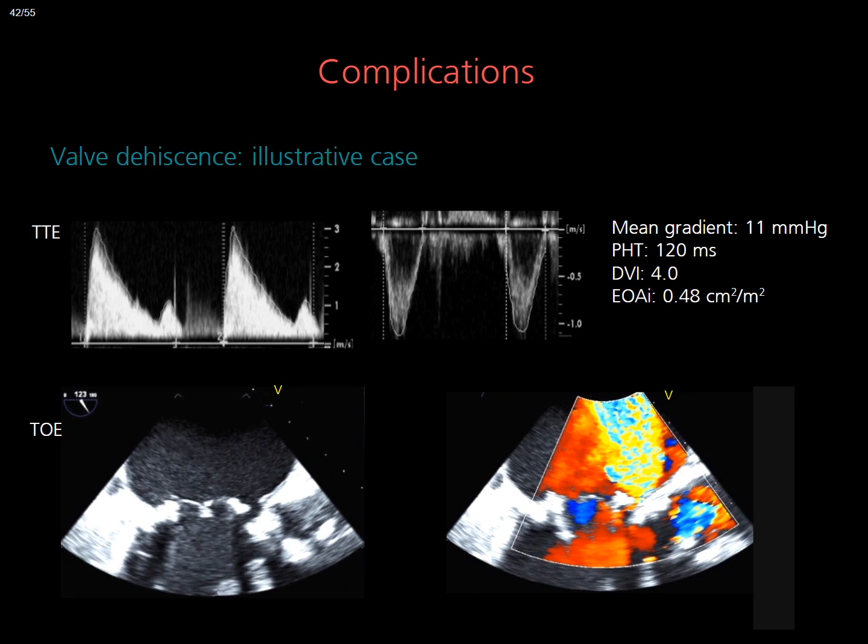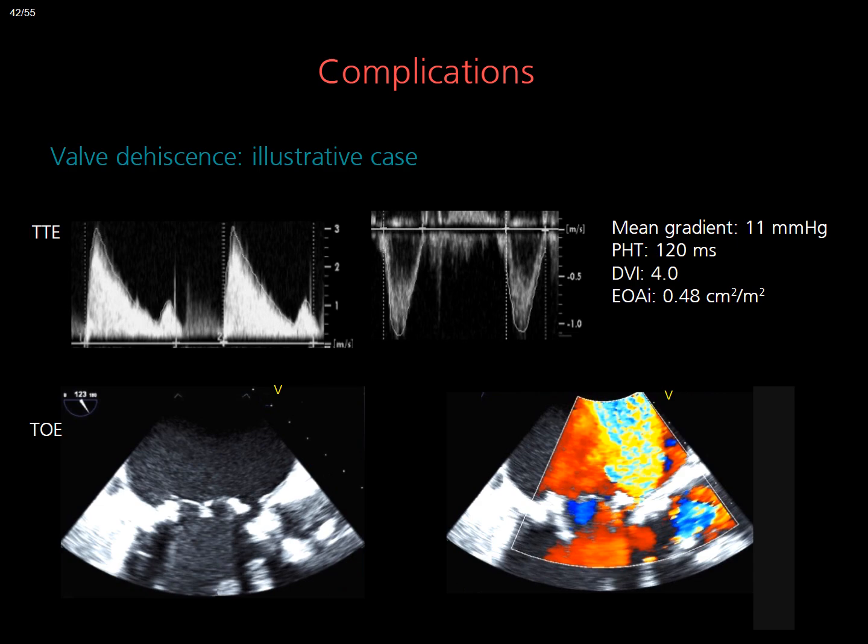Continuous wave Doppler of a patient with a porcine mitral bioprosthesis just 5 months previously. The mean gradient was 11 millimeters of mercury with a heart rate of 51. The DVI was 4.0, with an indexed EOA of 0.48, which may mislead towards a diagnosis of obstruction. However, the pressure half-time was 120 milliseconds, which is too short to be seen in severe structural obstruction.